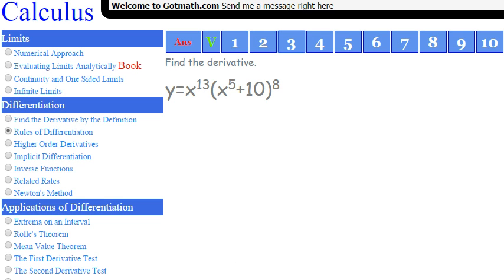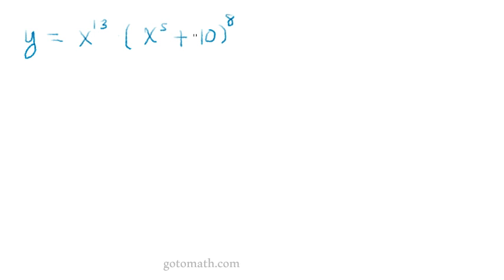And let's see here, let's use blue. So we have y is equal to x to the 13th times, put a dot there for times, I believe that was x to the 5th plus 10 raised to the 8th power, if I remember right. Yep. And we want to find the derivative. In other words, we want to find y prime.